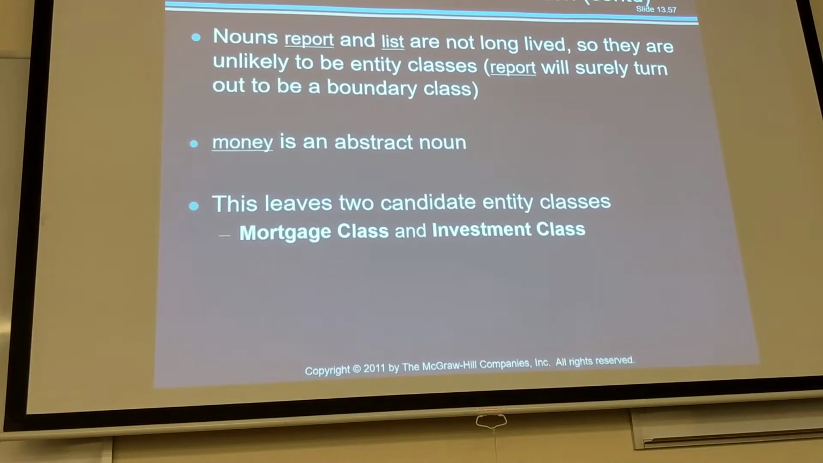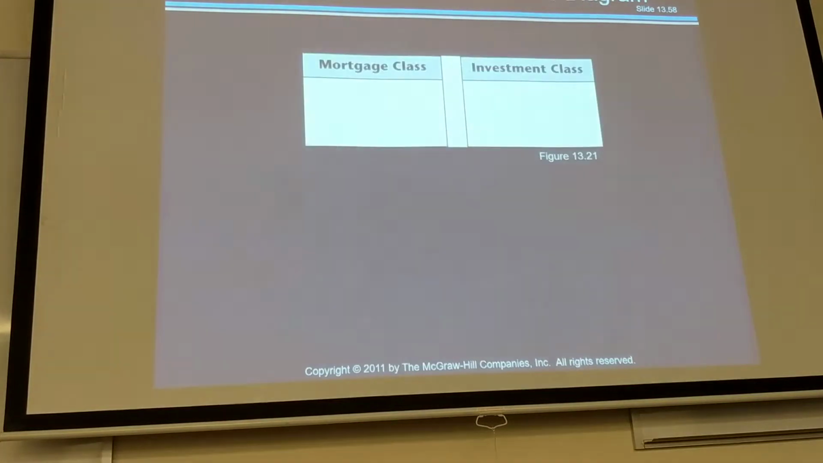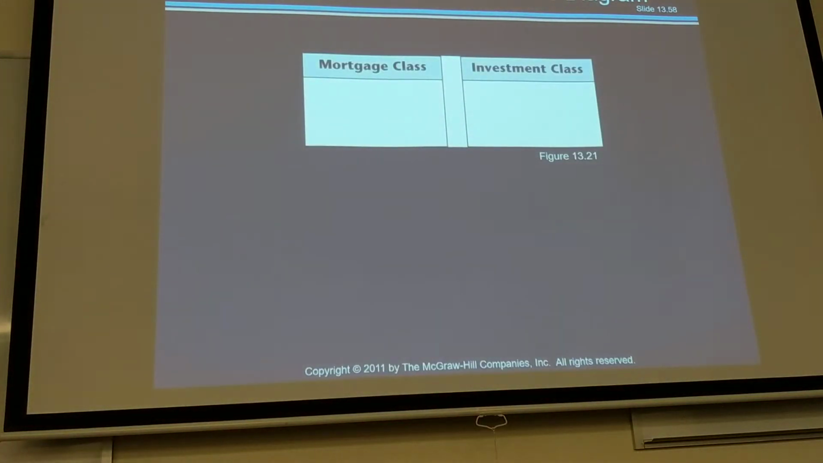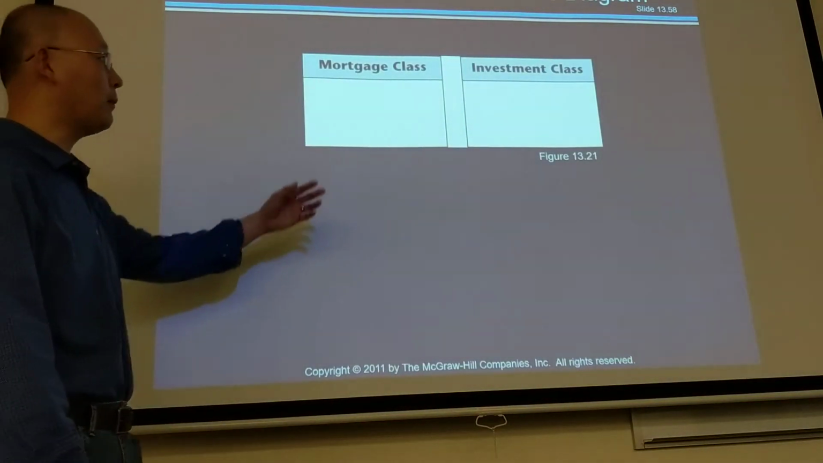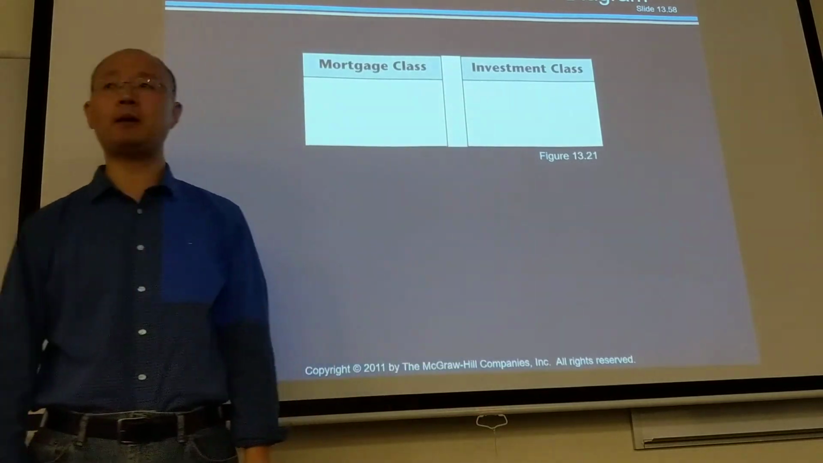Either they are going to be a class or they're going to be attributes of the class. Okay? These are essentially information we need to store in our system. Then we come to, okay, we need to hold information about mortgage. We need to hold information about investment.